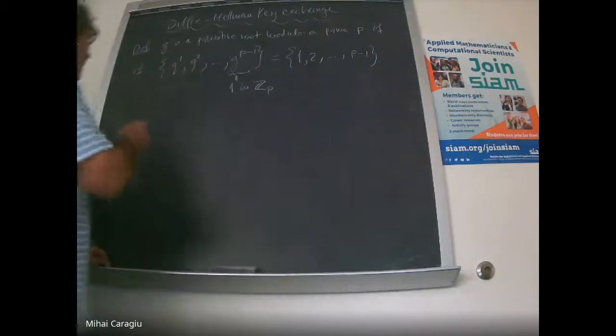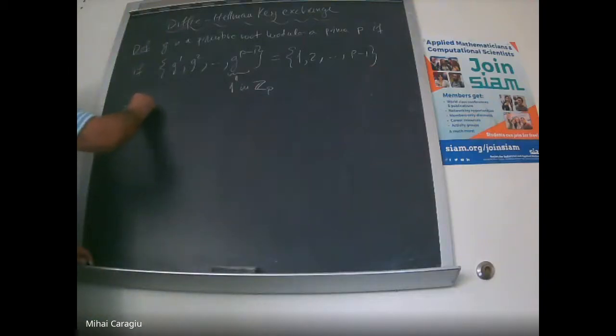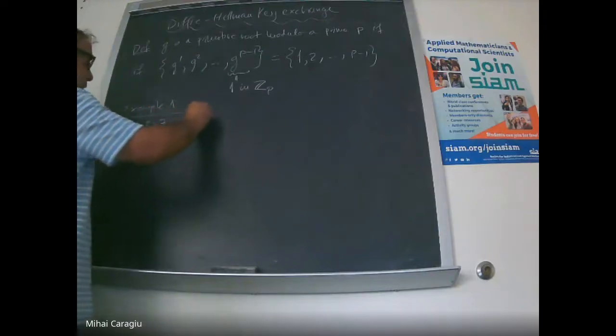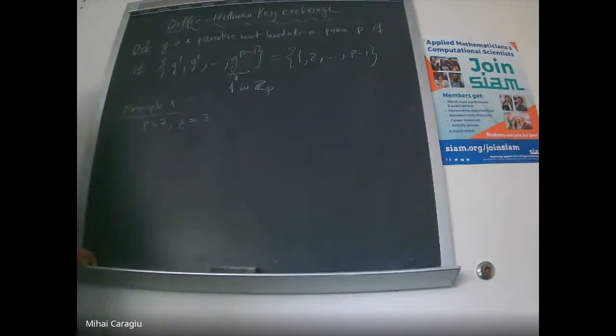Let's have an example. These are two examples. One example in which an element G is a primitive root, and another example in which G is not a primitive root. Let's see, P equals 7, G equals 3. So let's try to look at the powers of G. Let's make a brief table N versus G to the power N, in this case 3 to the power N mod 7.